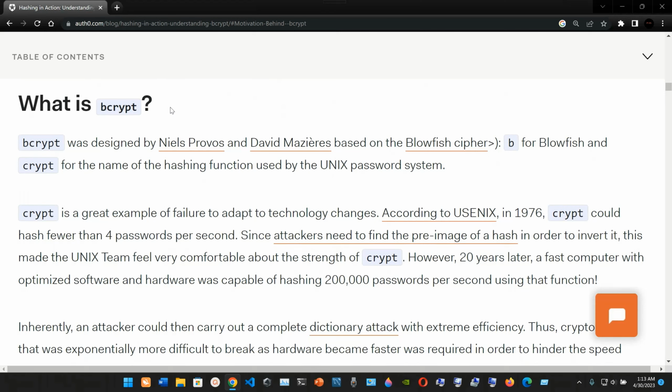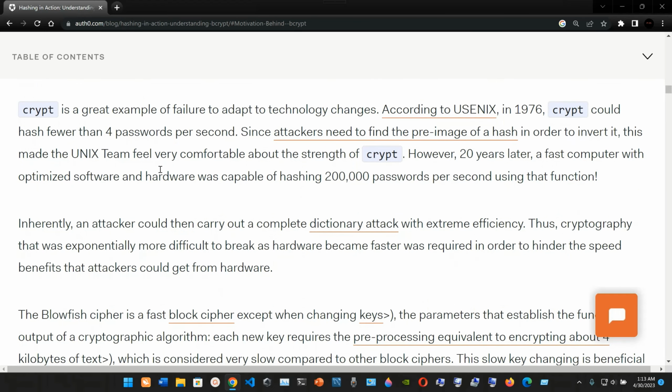So, what is Bcrypt? Bcrypt was designed by Niels Provos and David Mazières based on the Blowfish cipher. The B stands for Blowfish and Crypt for the name of the hashing function used by the Unix password system. Crypt is a great example of failure to adapt to technology changes. According to Usenix in 1976, Crypt could hash fewer than 4 passwords per second. Since attackers need to find the pre-image of a hash in order to invert it, this made the Unix team feel very comfortable about the strength of Crypt.